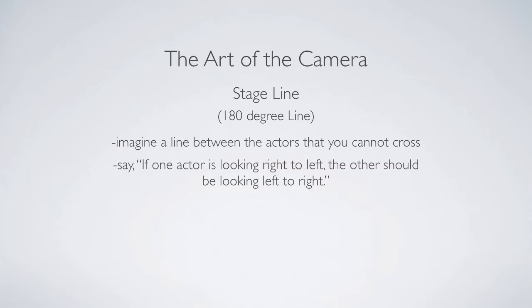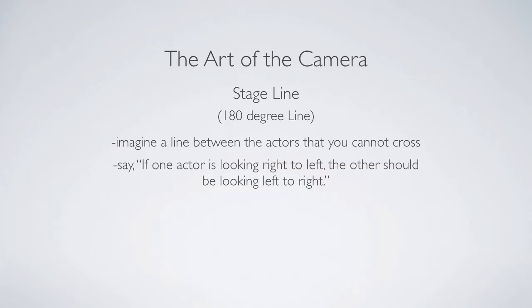Okay, so again, like I said, imagine a line between the actors that you cannot cross. And the easy way to remember that is if one actor is looking right to left on screen, when you cut to the other actor, they should be looking left to right if they're looking at each other. All right? You'd be surprised how many times even the top directors get this wrong.